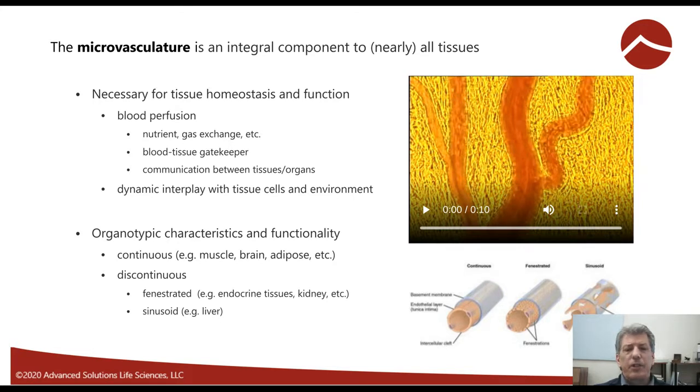It's necessary for tissue homeostasis, as well as tissue function. Of course, it serves as a conduit for blood and perfusion. That not only gives nutrient and gas exchange, but also inter-tissue and inter-organ communication, as signals and hormones, for example, are moving from one tissue bed to another. And of course, the vasculature serves as a gatekeeper between the blood space and the tissue space, for example, with immune cells moving through the blood and into different specific tissue beds.